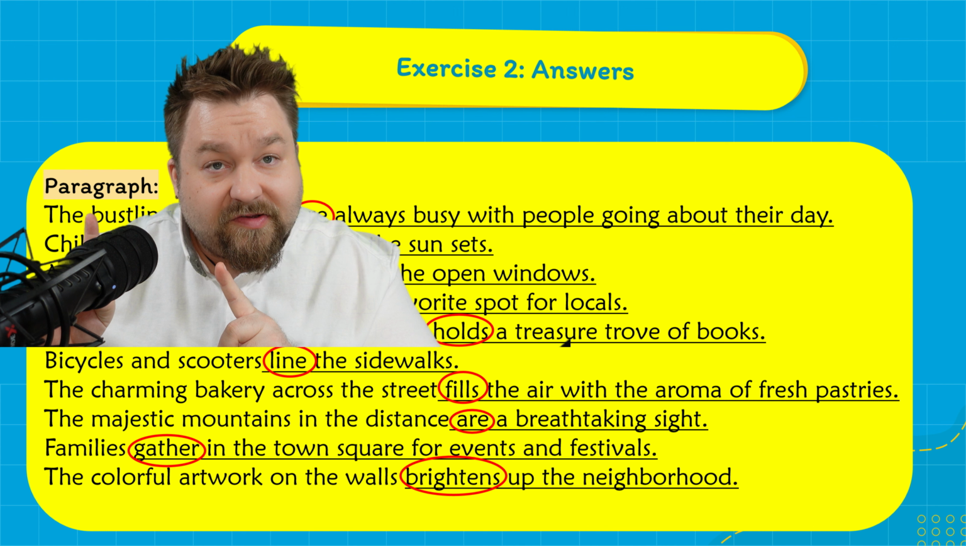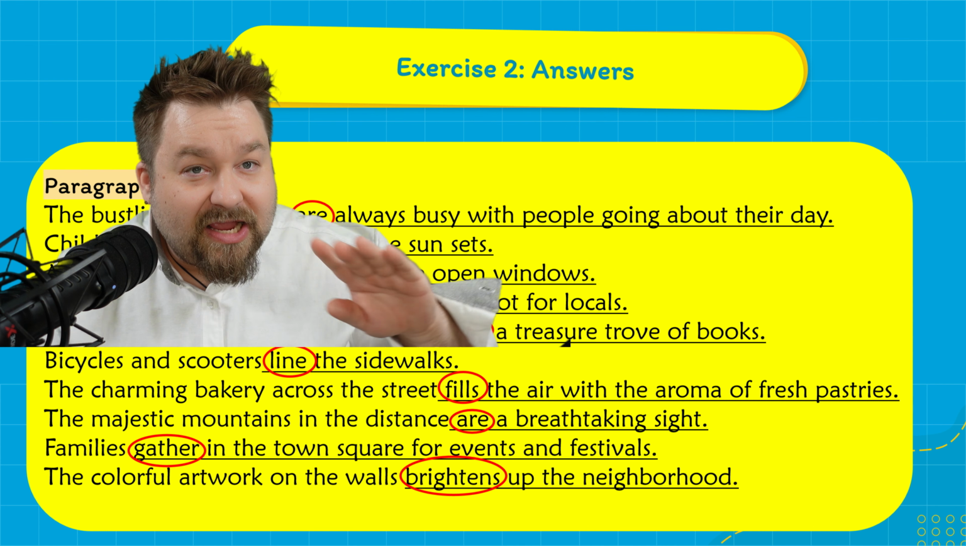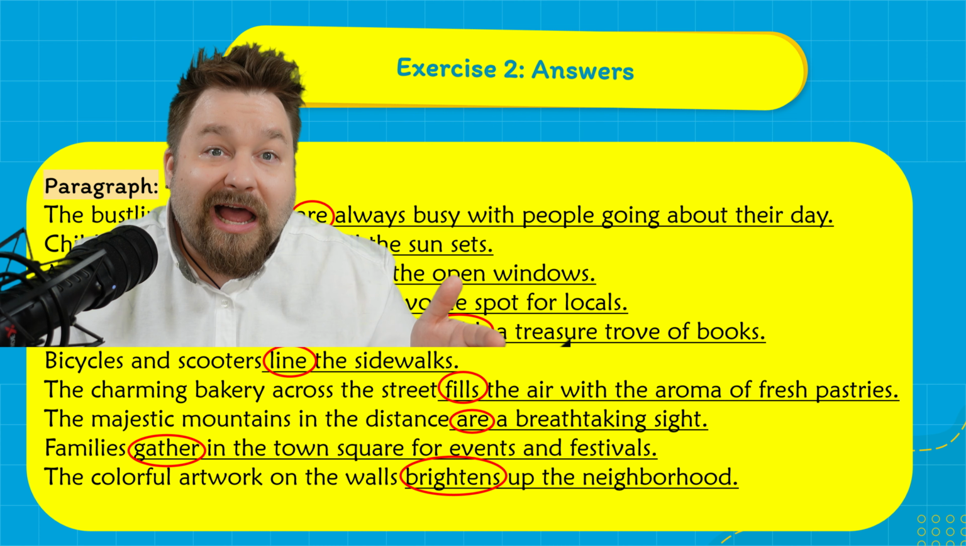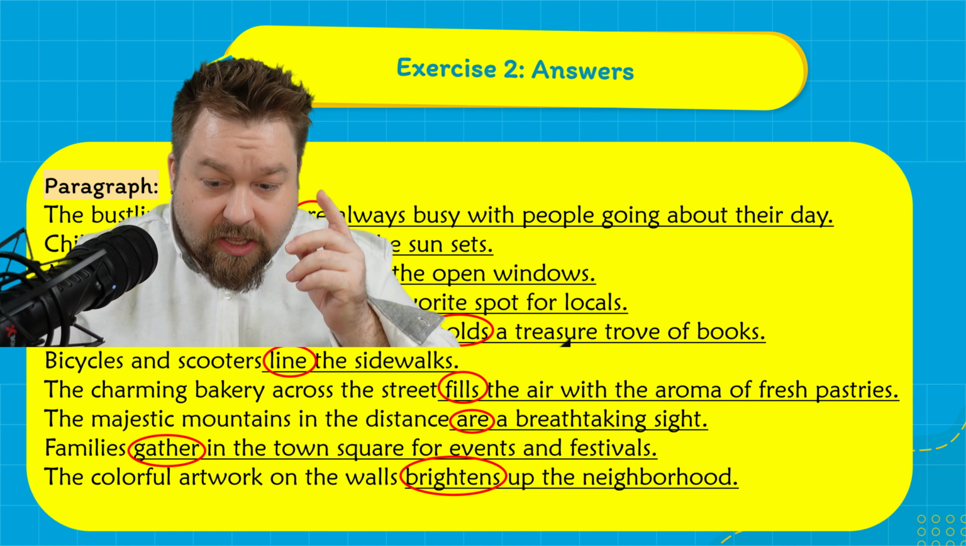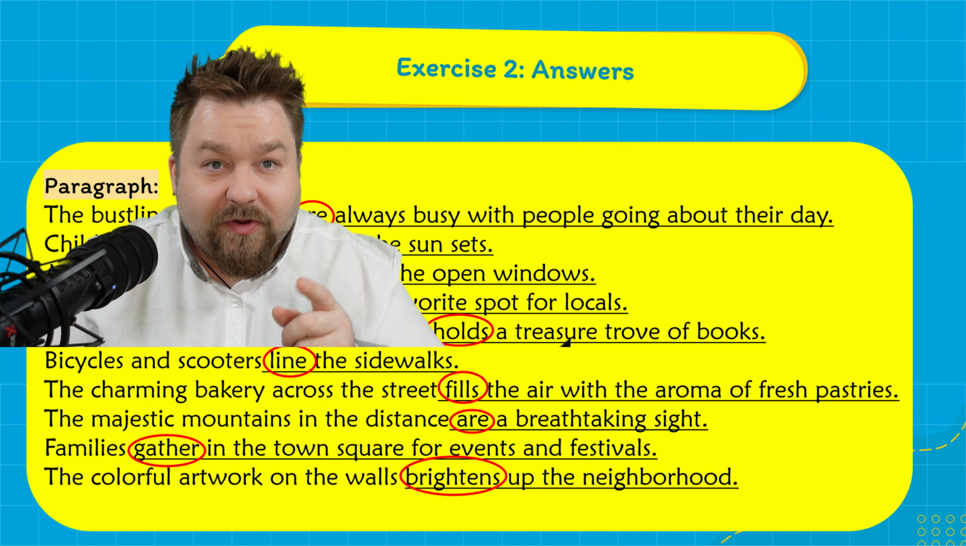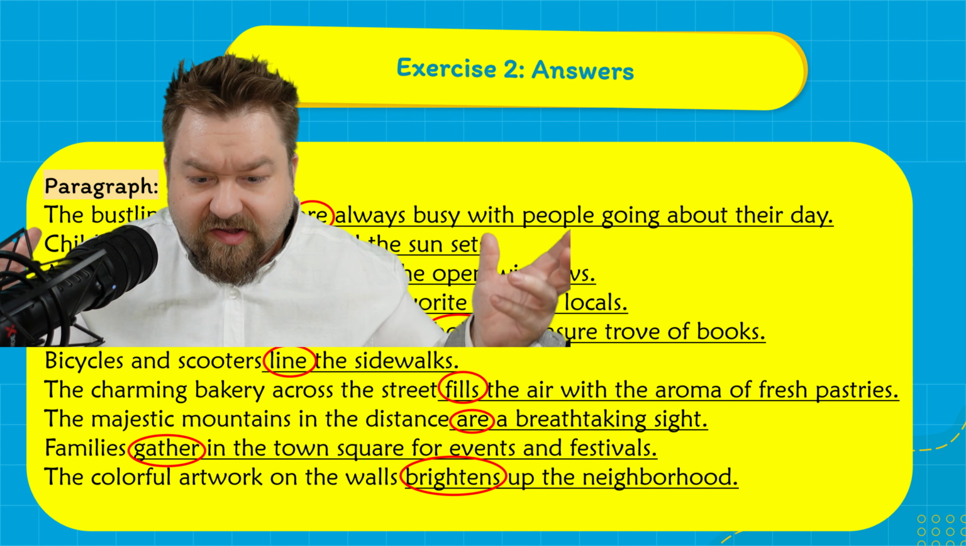Bicycles and scooters. Okay, so we have two things that are our subjects right there. But line the sidewalks. Simple predicate, line. They do something. The bikes and the scooters line. Okay? Charming bakery. We know what it's about. What does the bakery do? It fills. It fills the air, right?